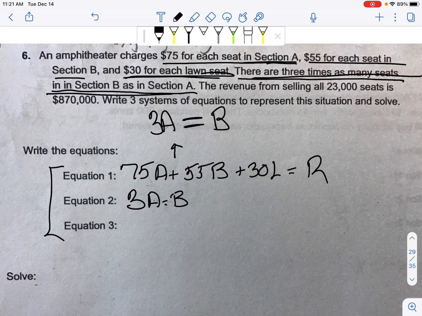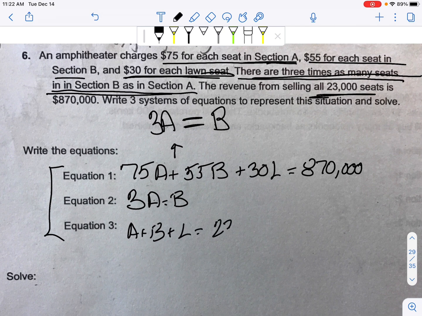The revenue from selling all 23,000 seats is $870,000. So now we found our revenue for equation 1. Also, they said that there are 23,000 seats. So we have seats in A, seats in B, and seats in L, and that's going to be 23,000. So there are our 3 equations.